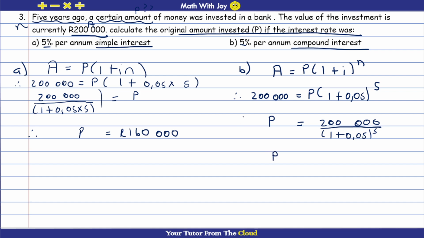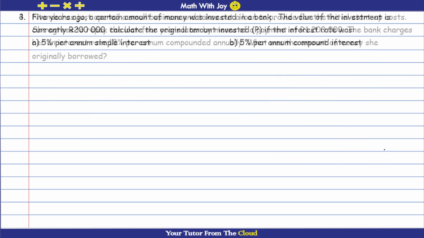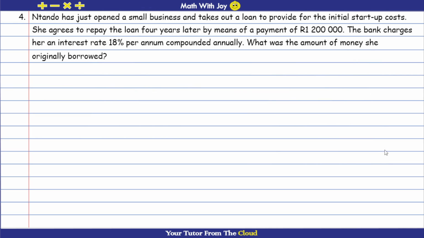So then we have our P now. So the P in rands is going to be the very same thing, except the 5 is not multiplying the interest rate. The 5 years is now an exponent, which gives us 105,605.23.